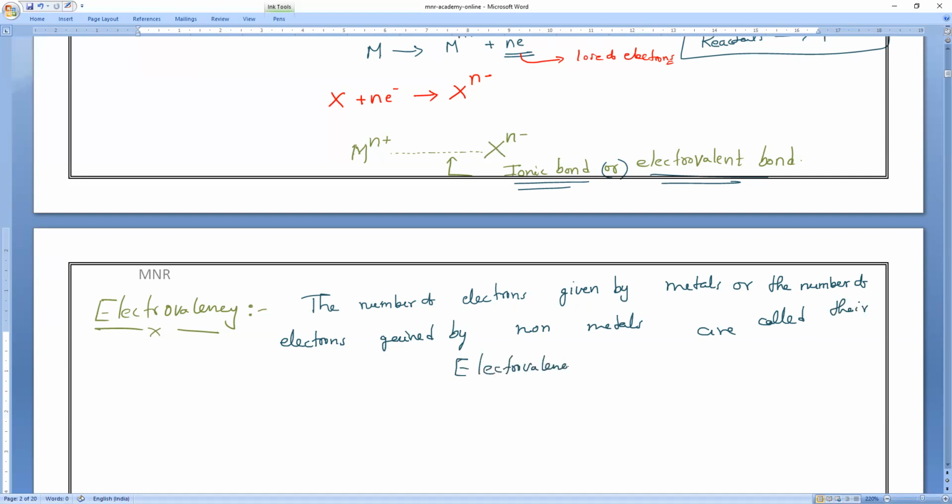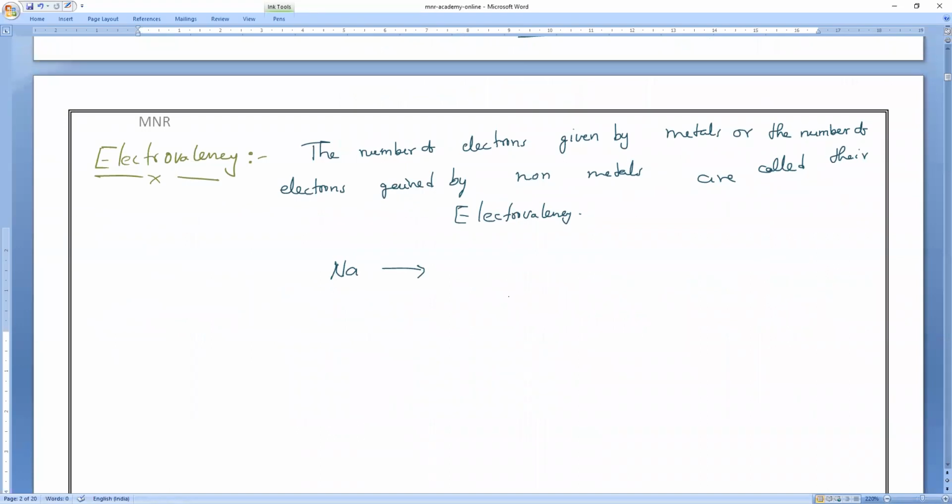Yes, sir. So now, for example, I'll say sodium. Can you tell me what is the electrovalency of sodium? Sodium can lose how many electrons? One electron. So what is the electrovalency of sodium? Electrovalency of sodium is 1, 1 plus.